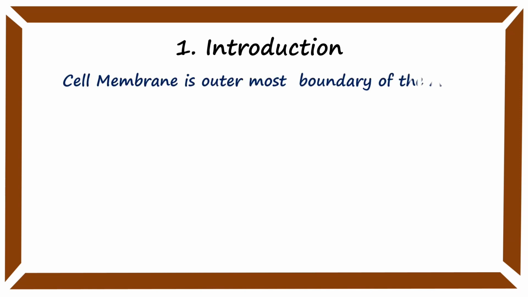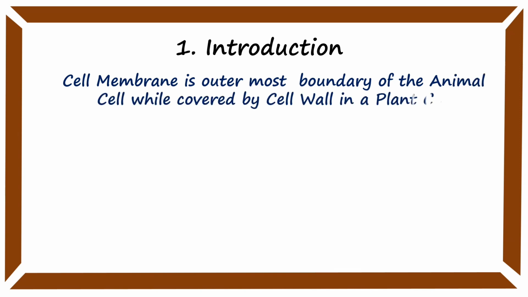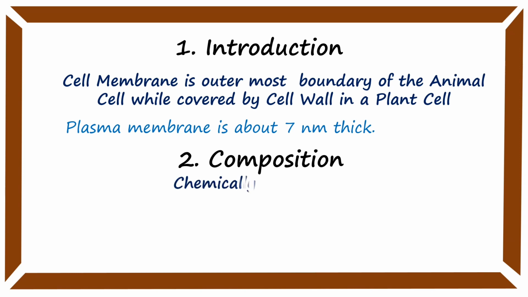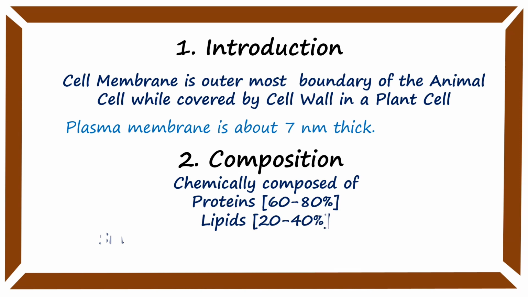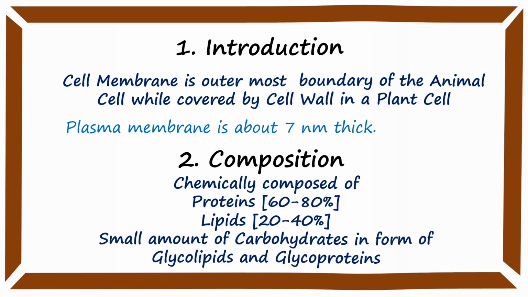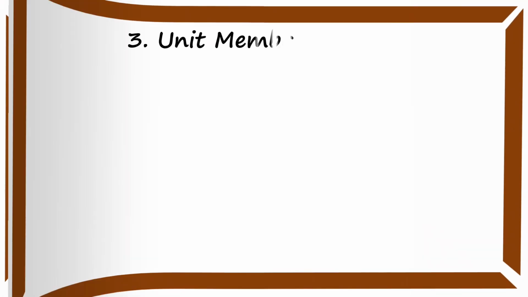Introduction. Cell membrane is the outermost boundary of the animal cell, while it is covered by a cell wall in the plant cell. Plasma membrane is about 7 nanometer thick. Number 2. Composition. Chemically composed of proteins 60 to 80%, lipids 20 to 40%, and a small amount of carbohydrates in the form of glycolipids and glycoproteins.